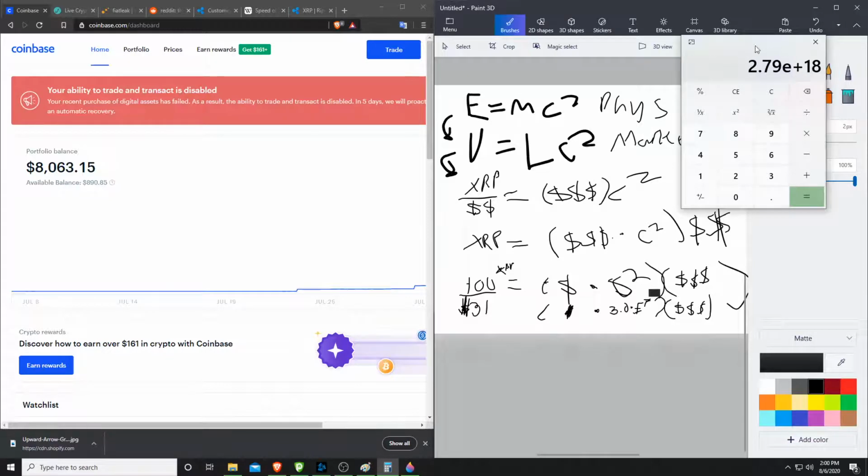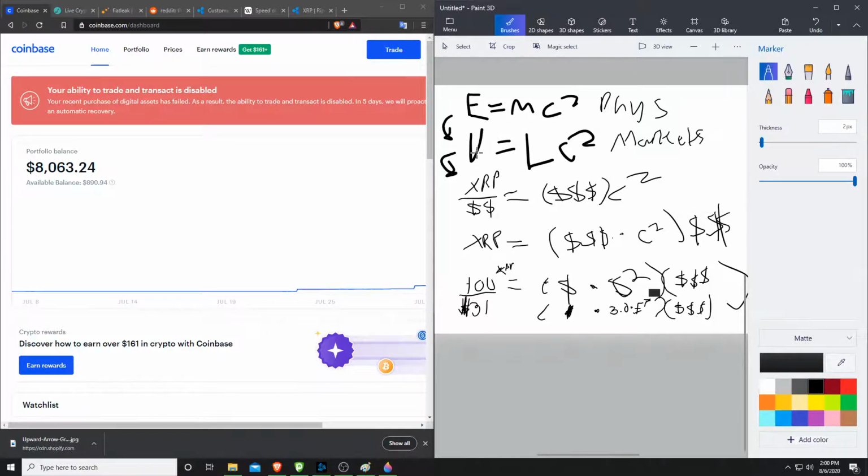This is what 100 XRP will be worth in the future. I don't know how soon. I don't know how far from now. But I do know that this is true based on physics. So in this video, we really just ended up covering the physical theory behind all this.